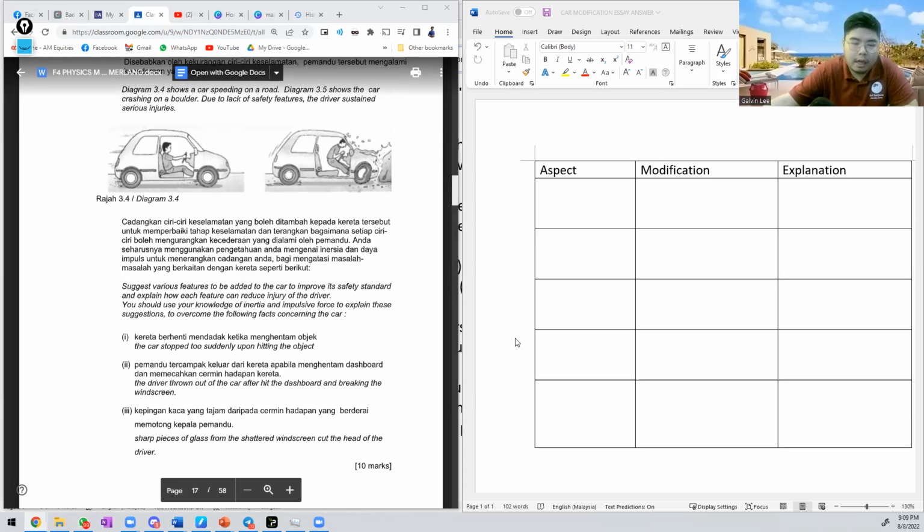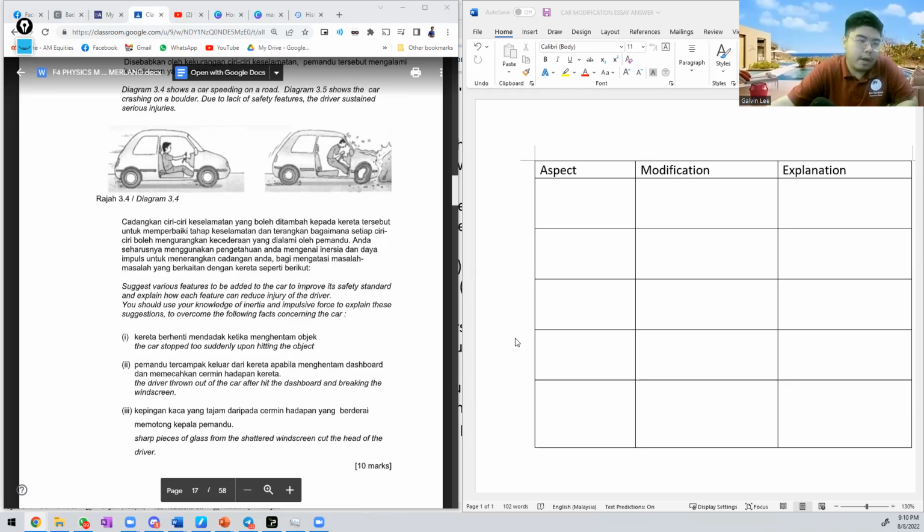Yang ketiga, ada kepingan kaca yang tajam, okay, dari serpihan kaca, the windscreen, cermin depan, that will cut our face, could cut our neck, it could cut very important arteries, right? If you don't have a concussion, if you don't have a whiplash, you will also die from over bleeding, excessive bleeding. So our job, okay, 10 marks. We should come up with 5 aspects of modification and explain what is the physical logic behind these 5 aspects.